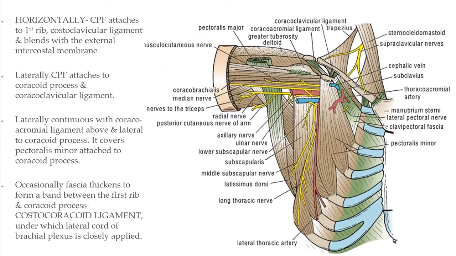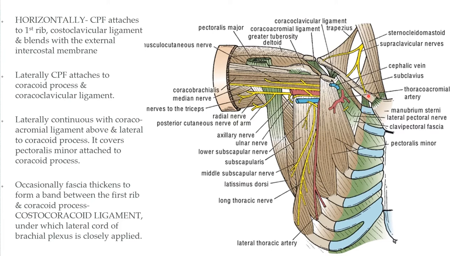Let us now trace the clavipectoral fascia horizontally. In order to trace the clavipectoral fascia horizontally, let us concentrate on the illustration present on the screen. Before going ahead, let us identify the structures. This is clavicle. At the medial end of the clavicle, we have manubrium sterni, and this is body of sternum. This represents first costal cartilage. To the first costal cartilage and the first rib, a muscle is attached, which is subclavius muscle.